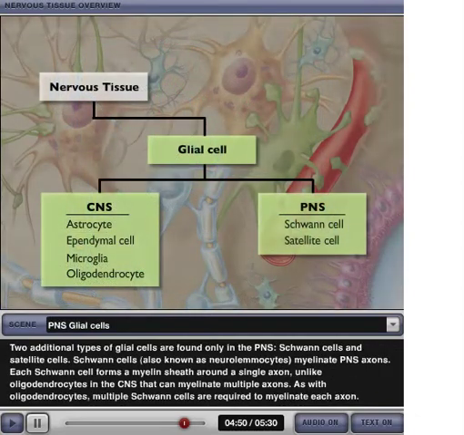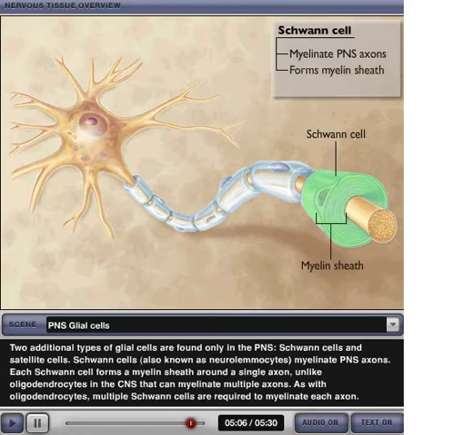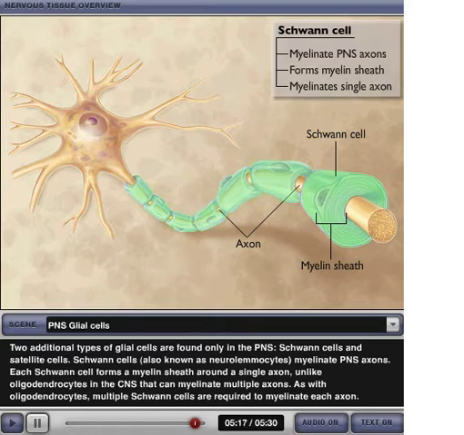Two additional types of glial cells are found only in the PNS: Schwann cells and satellite cells. Schwann cells, also known as neurolemmocytes, myelinate PNS axons. Each Schwann cell forms a myelin sheath around a single axon, unlike oligodendrocytes in the CNS that can myelinate multiple axons. As with oligodendrocytes, multiple Schwann cells are required to myelinate each axon.